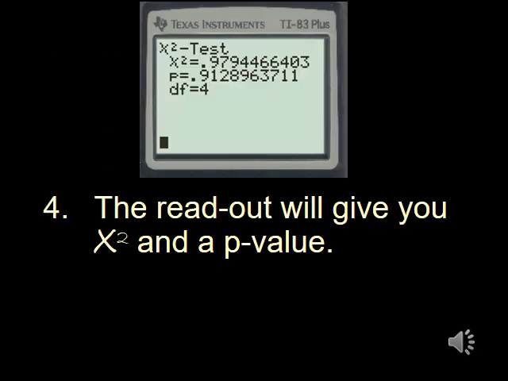And it's going to give you a whole bunch of things on your screen when you do that, just like when we were doing Z and T tests, like what you did in your tests last week. All you really care about is the p-value. And so here it tells us that p is 0.91289637711. And again, just a couple decimal places is usually fine for that, so 0.91.